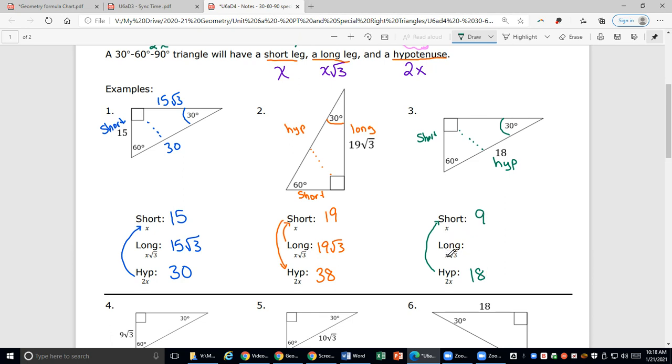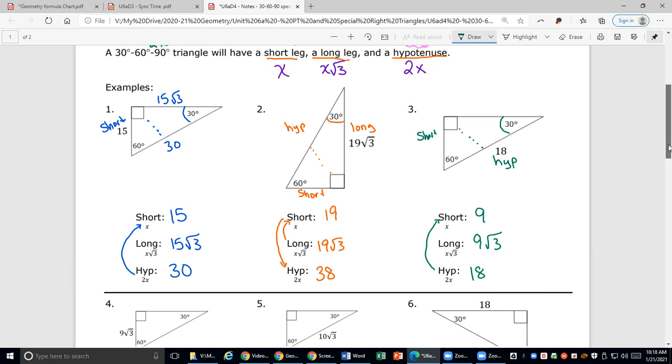My long leg is that x value times the square root of 3. The x is 9, so 9 square root of 3. 9 square root of 3, 9 times 2. So every time you finish, I do that. I check my work every time I finish. 15 square root of 3, 15 times 2. 19 square root of 3, 19 times 2. 9 square root of 3, 9 times 2. Okay? All right, let's go and look at the next examples.